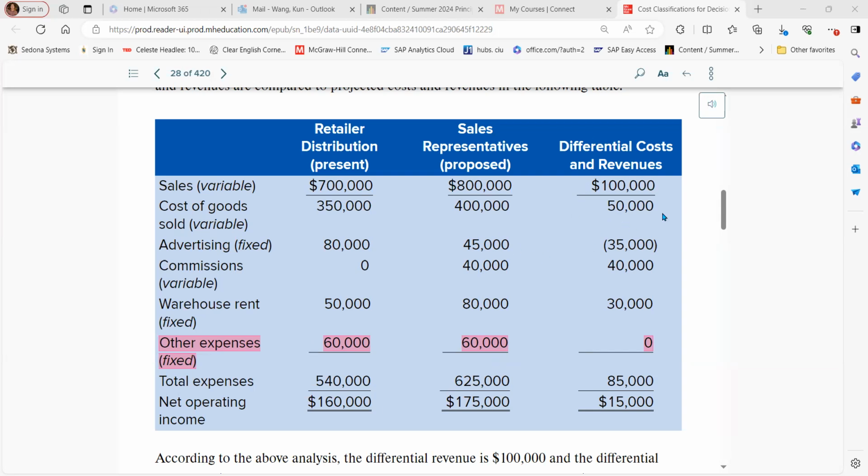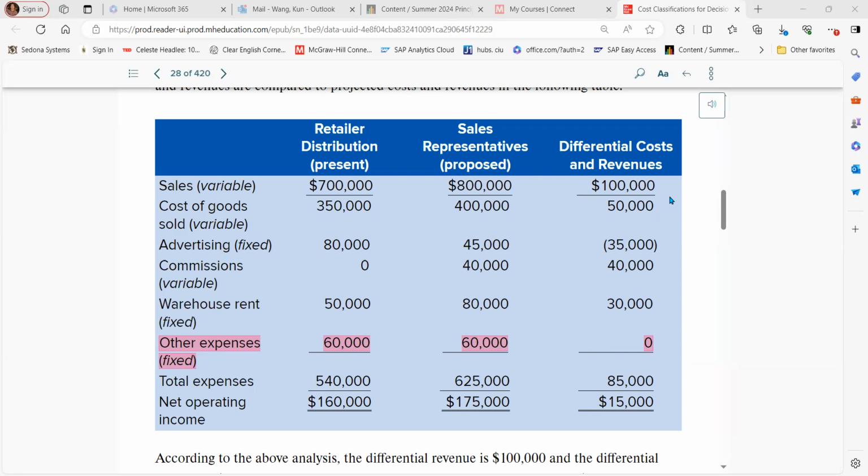So now let's look at the third column, the last column, which focuses on the differential revenue and costs. So revenue difference, then cost difference, and then the total difference between the two options. We are using the retailer as a benchmark, sales rep compared to the retailer. So overall, the sales rep network method can help the company make 15,000 more profit than the retail option. How do we know? You can see the revenue difference is 100,000, right? And then all of the cost and expense difference is 85,000.